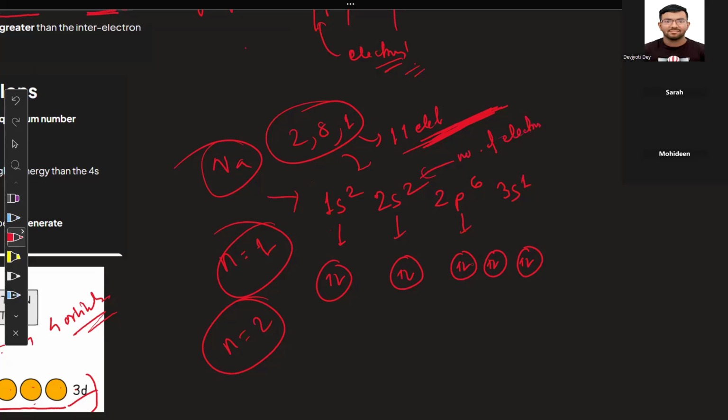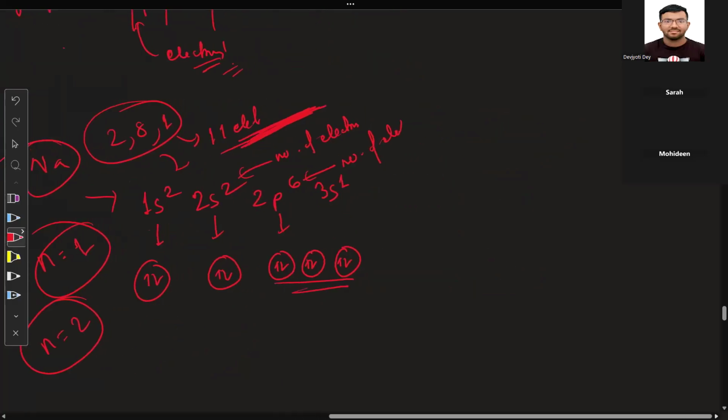The power basically represents the total number of electrons in that specific orbital. And we know the p orbital has how many subshells? Three subshells, isn't it? And the s orbital has only one subshell, right? So on and so forth.